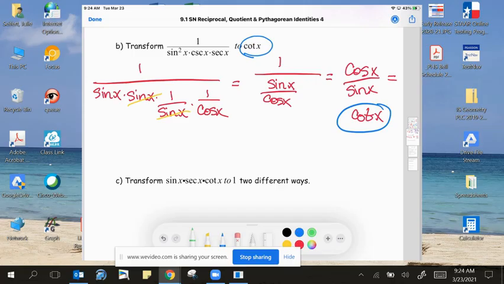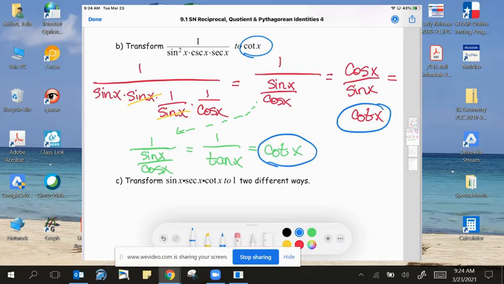Now, another way to do this, from 1 over sine x over cosine x, same problem, different way. We can convert sine x over cosine x into tangent x. And 1 over tangent x is cotangent x. Again, we proved in a little bit different way that those are equivalent. And you'll see that there will be more than one way to solve these.